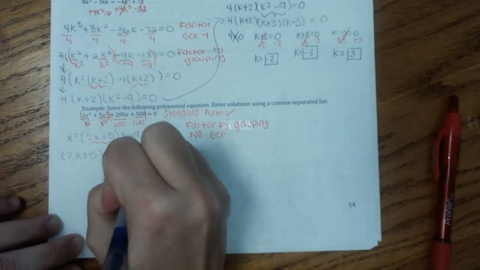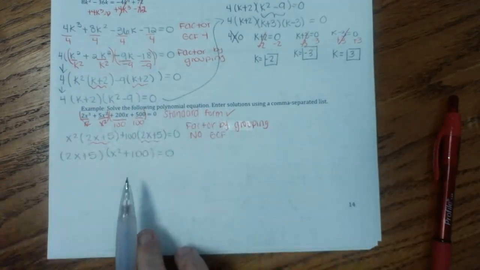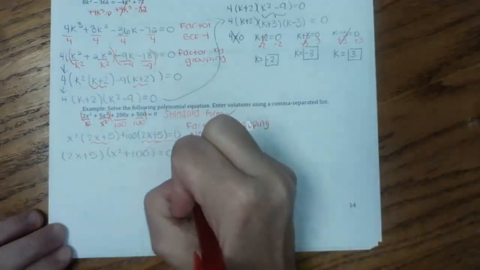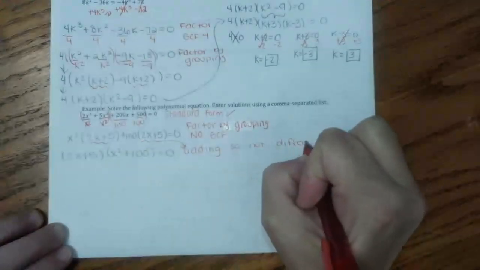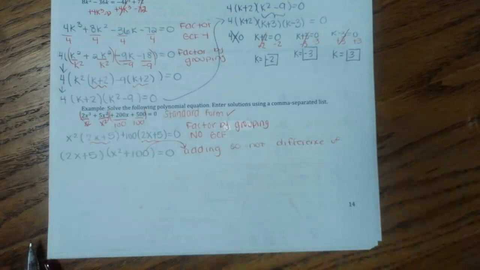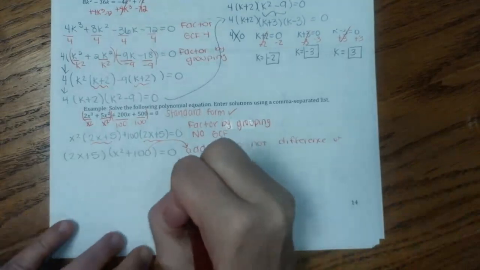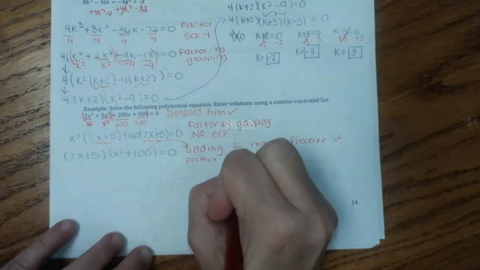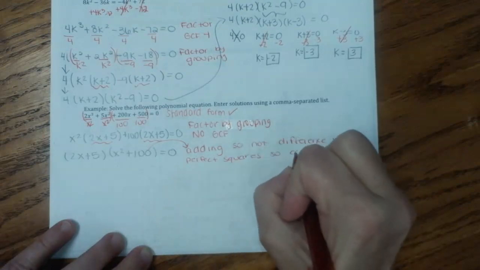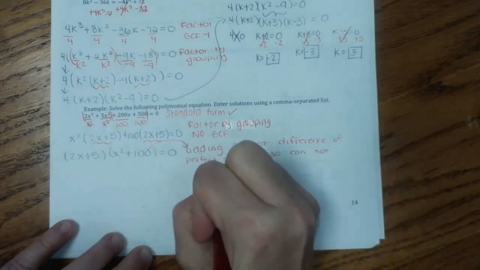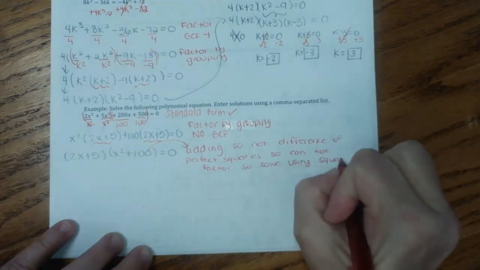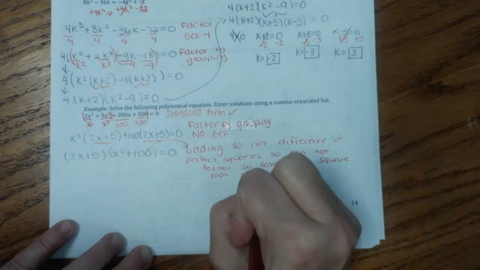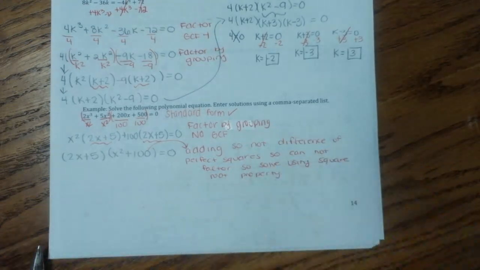Now this looks like a difference of perfect squares, but difference means subtracting 2 perfect squares. This time we're adding, so it's not a difference of perfect squares. That means we cannot factor it, so we're going to have to solve it using the square root property.